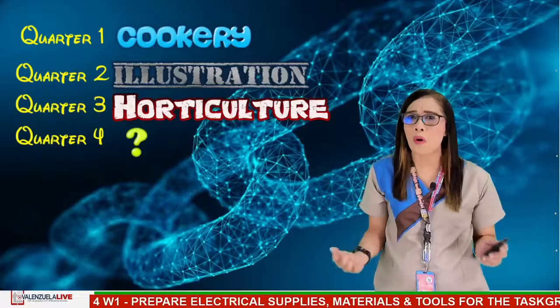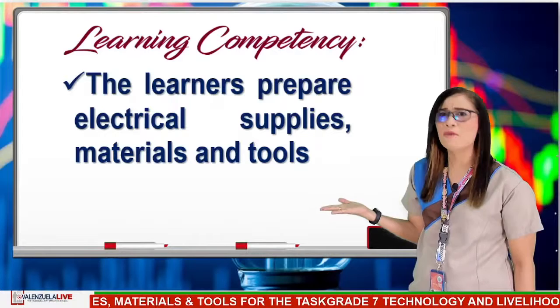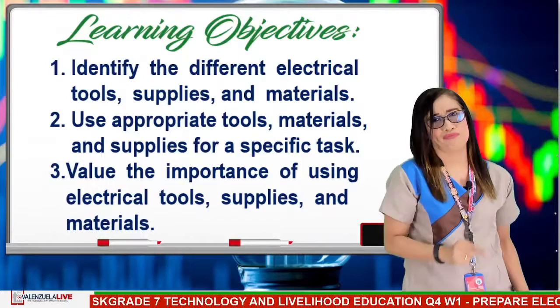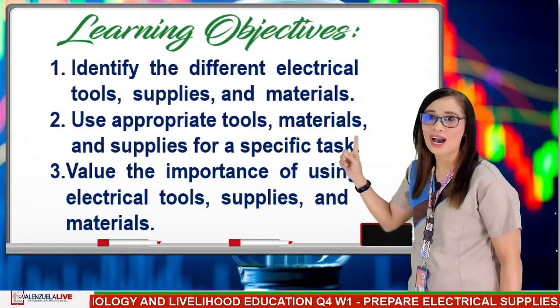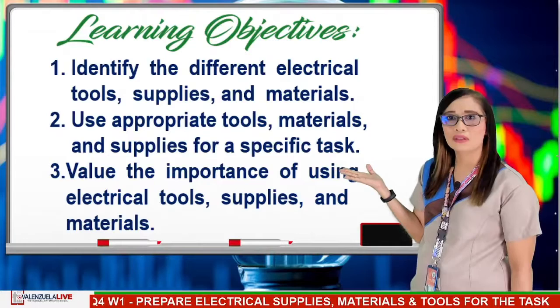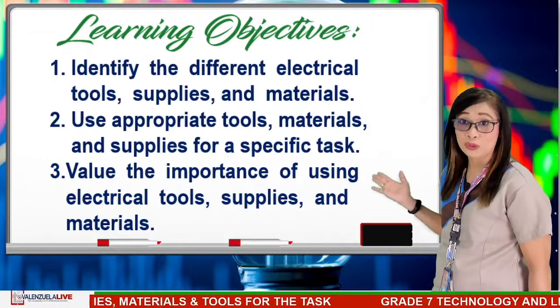Our learning competency: the learners prepare electrical supplies, materials, and tools. Our learning objectives are, at the end of the lesson, learners are expected to, number one, identify the different electrical tools, supplies, and materials. Number two, use appropriate tools, materials, and supplies for a specific task. And number three, value the importance of using electrical tools, supplies, and materials.